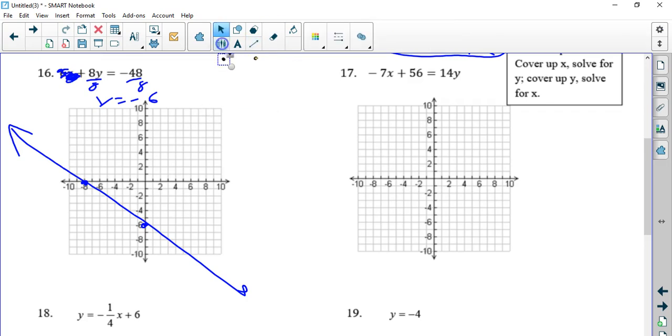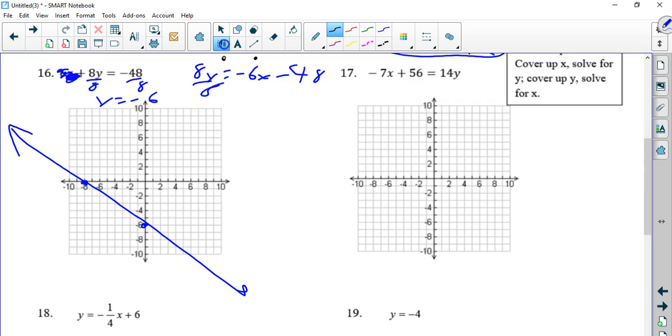Okay? Another way to do it is to instead solve for y. 8y is equal to negative 6x, move it over, minus 48, then divide by 8. That gives you slope-intercept form, negative 3/4 x minus 6. And then you go to negative 6, and you go down 3, right 4, or you can go up 3, left 4, and connect your dots.